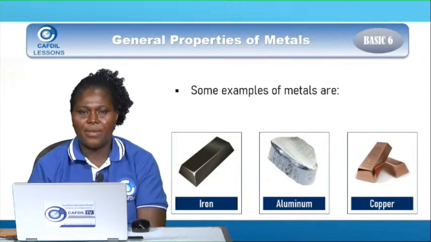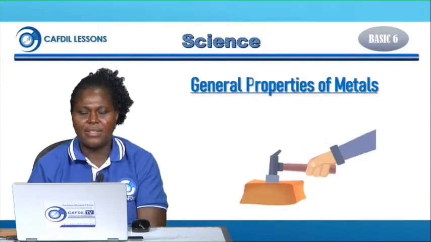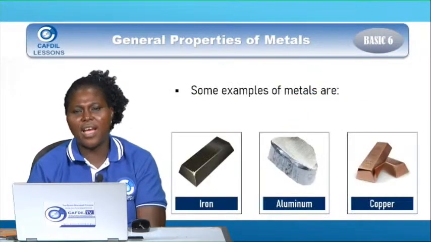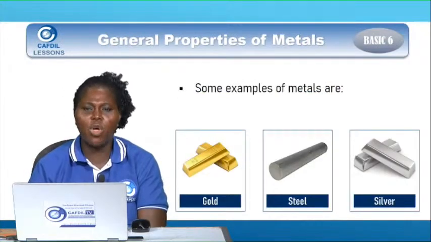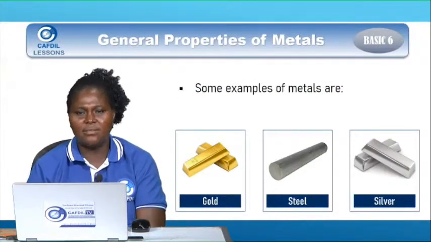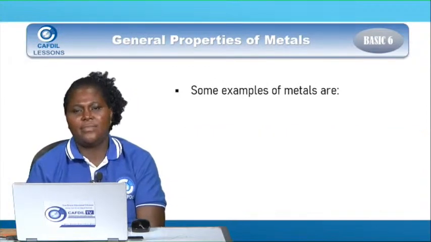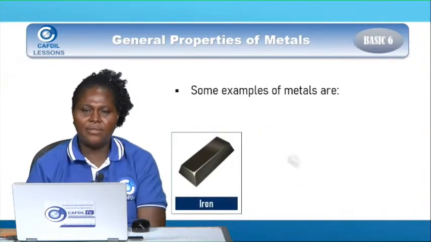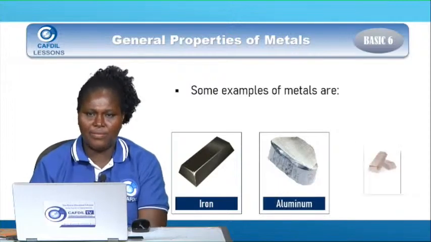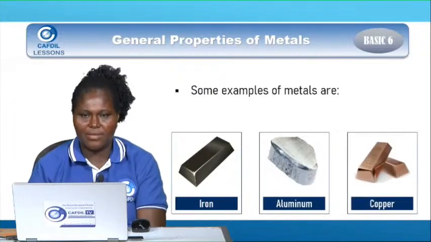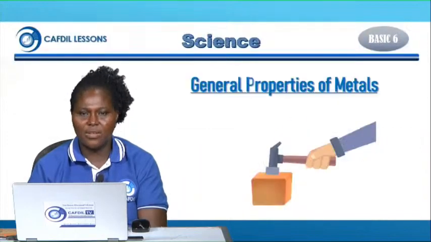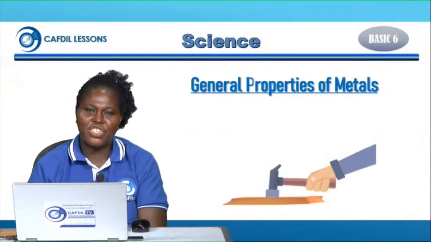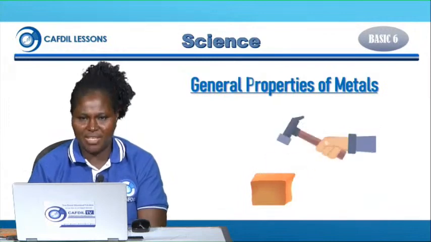And then copper. Good. Now, let's look at the examples again. We have gold, steel, silver, iron, aluminium, and copper. So these are examples of metals.